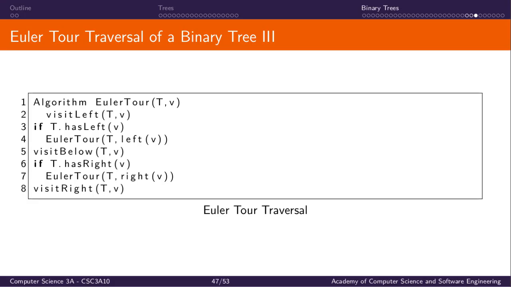Then if V has a right child, we recursively call Euler-Tour on the right child of V. Then we visit it on the right. So note, if it's an external node, then those checks will be false, and we simply end up visiting V from the left, then from below, then from the right.